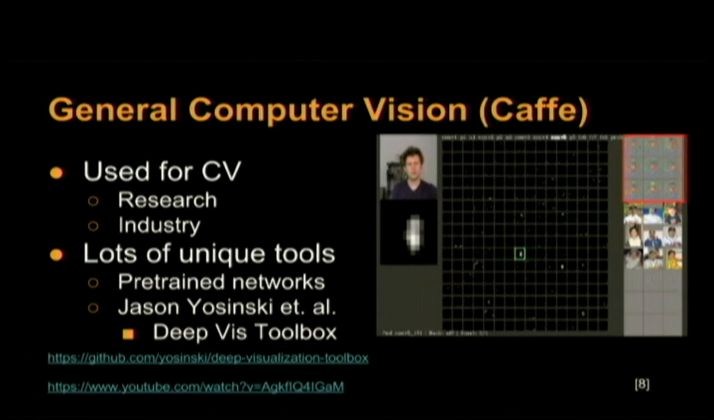So Caffe is kind of the workhorse of deep learning for computer vision. It's used in both research and industry a lot. It's kind of a beast at computer vision. Most of the neural network type stuff is going to have pre-trained stuff done for you so you can just run it. It requires some install. It's a little more overhead to work with, but in the end, it's very good at the thing it does. There's lots of unique tools.